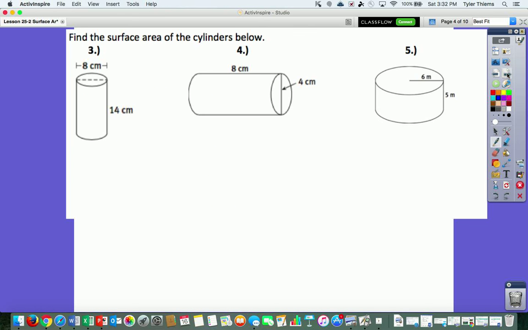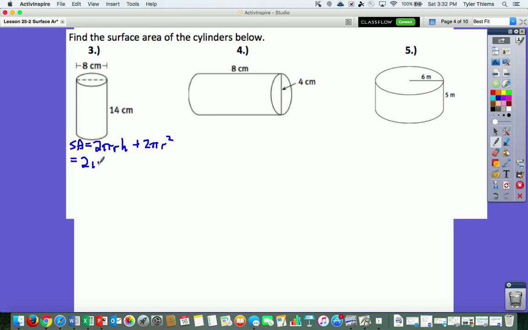Flipping over to the back side. Number 3, we'll go ahead and write down our formula here. We're going to have to write a little bit smaller here, but the formula again, surface area is equal to, always want to write down your formula first, 2 pi r times height plus 2 pi r squared. All right, now let's plug in our numbers.